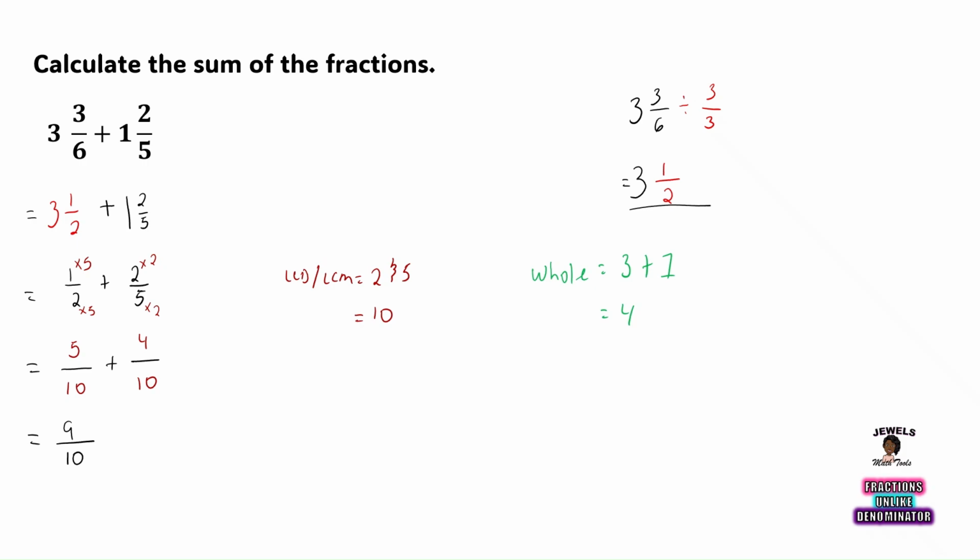Now, remember that we did have a whole number part to our fraction and we added mixed fractions. So our whole number is 4. So for my final answer, my whole number is 4 and my fractional part is 9/10.